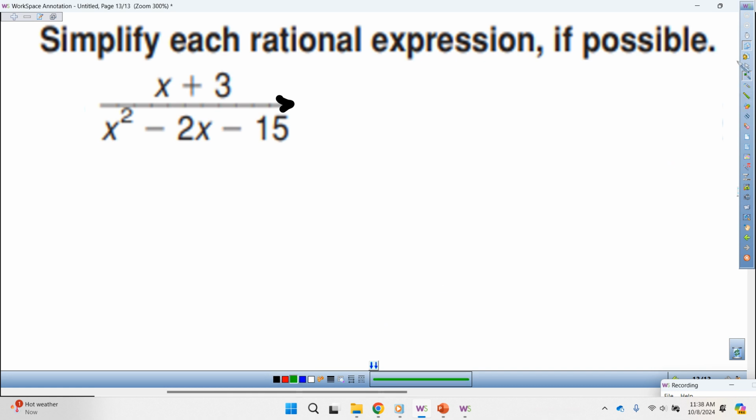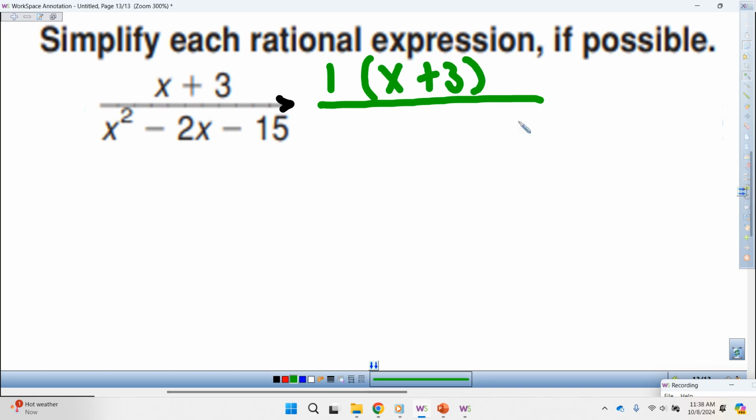All right. So we need to factor. Look at the numerator. What would be the GCF for the numerator, everyone? 1. That leaves us with x plus 3. All right, denominator.